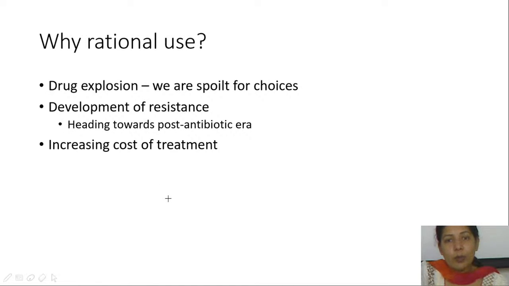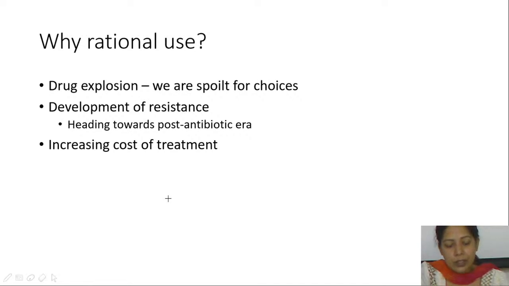Why is this topic important? Because now we have a drug explosion. We are spoiled for choices. Like I mentioned, there would be, for example, 10 PPIs available, and for those 10 PPIs, there would be 100 brands available. So, which one do you prescribe? That's a perpetual question that you're going to face once you start prescribing.